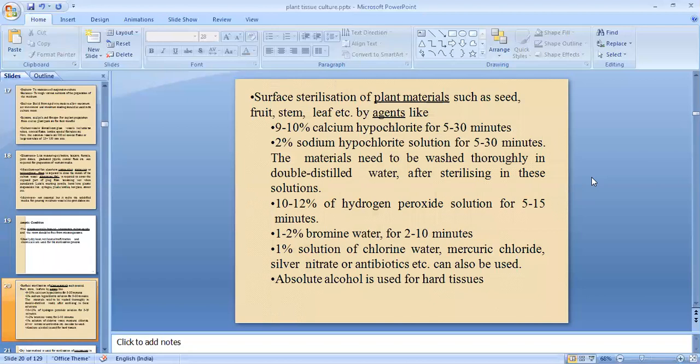And when you're doing the sterilization, especially in the sterilization of explant, the surface sterilization is very, very important. That means the explant may be taken from different parts of the plant, that may be from the seed or a fruit or a stem or leaf. And when it is extracted from different parts of the plant, it has to be sterilized. When you are doing the sterilization, you cannot subject the live cells to moist heat or dry heat. Naturally, it has to be sterilized by using agents with the appropriate concentration.